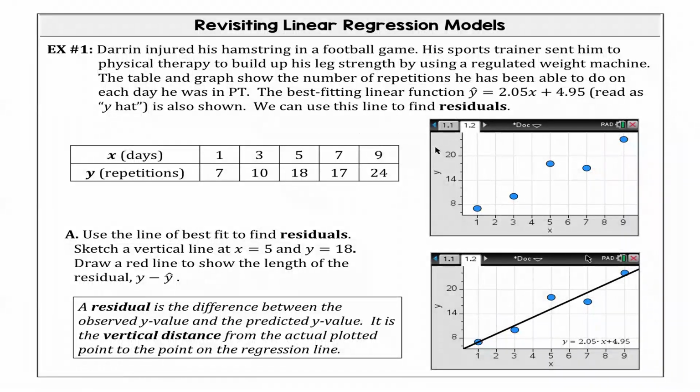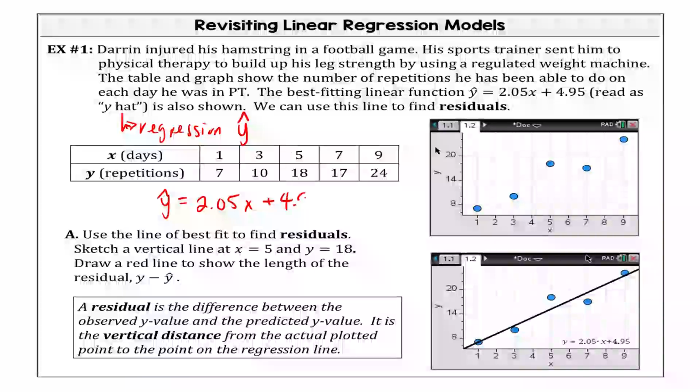We can use this line to find the residuals, okay? So here, y hat just means that this is a regression model. So anytime you see this guy, that just means that this is a regression model. This is not the real, it's the regression. Okay? Do I need to go through the steps of how they got the regression model given a table, or are we good to go? Good to go? Okay. So this was the information they had, and from there, they got y hat, the regression model of 2.05x plus 4.95. Okay, that was their line of best fit.